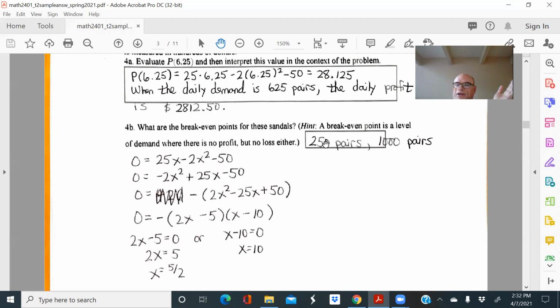You may wonder, why are there two break-even points? If Benny breaks even by selling 250 pairs, why doesn't he have even more profit when he sells 1,000 pairs?